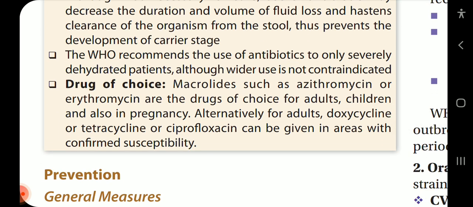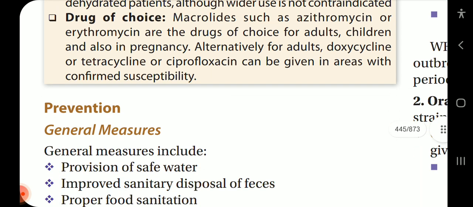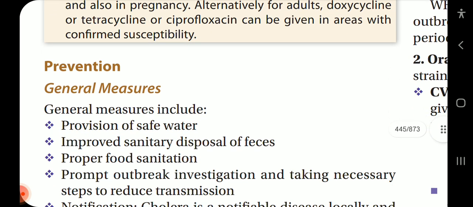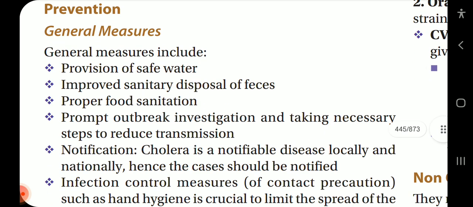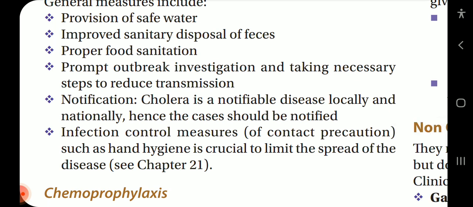WHO recommends the use of antibiotics only for severely dehydrated patients, although wider use is not contraindicated. Drug of choice: macrolides such as azithromycin or erythromycin are the drugs of choice for adults, children, and also in pregnancy. Alternatively, for adults, doxycycline, tetracycline, or ciprofloxacin can be given in areas with confirmed susceptibility. Prevention: general measures include provision of safe water, improved sanitary disposal of feces, proper food sanitation, prompt outbreak investigation, and taking necessary steps to reduce transmission.